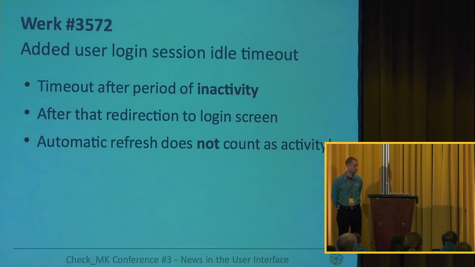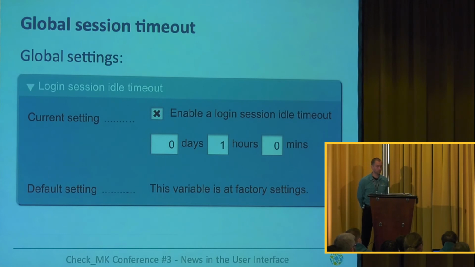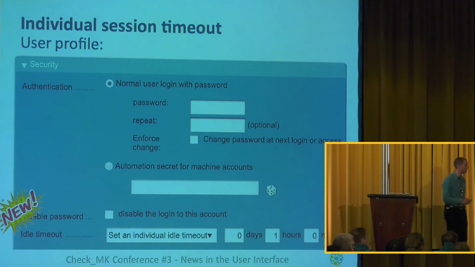If the timeout happens, I'm being redirected to the login screen and being logged out automatically. This automatic refresh of pages does not count as activity, because that wouldn't make any sense. Then I would just have to get a view open, and then that's it. The setting you can find here as a global setting. You can activate that. It can also be added per user in the user profile. It is important that I can start users who do not have a timeout for special applications.